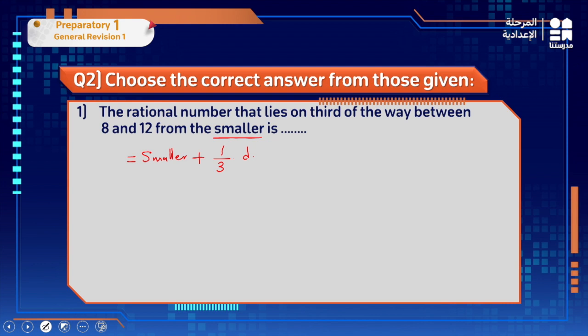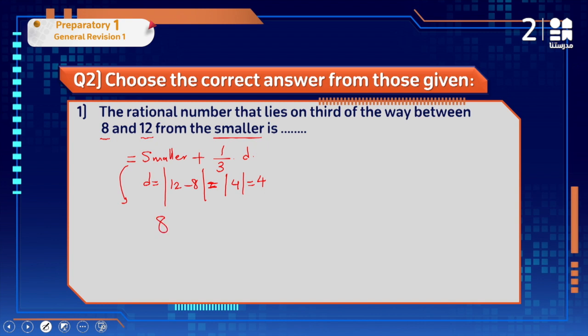Okay, how can we get the distance between 8 and 12? We are going to subtract, so the distance is the absolute value of 12 minus 8, and because of the absolute value, no need to order them. You can subtract them from the smaller or from the bigger. So 12 minus 8, which is 4, and the absolute value of 4 is 4. So let's return back. The smaller is 8, of course.